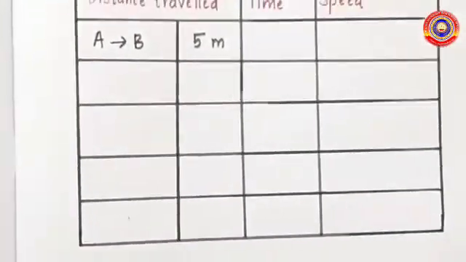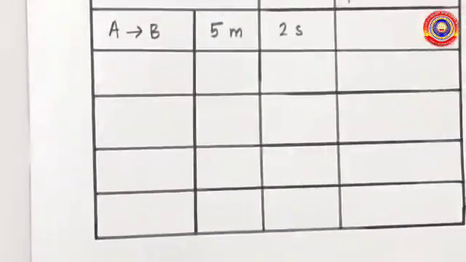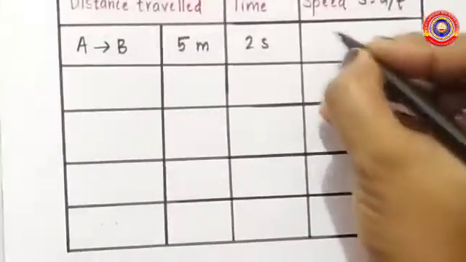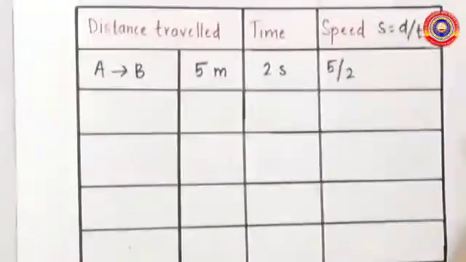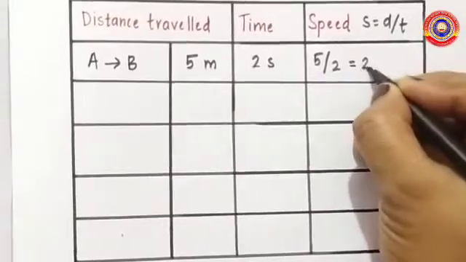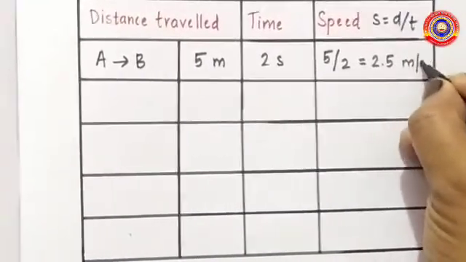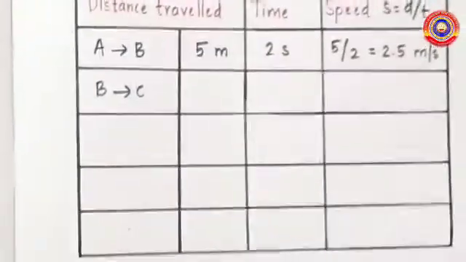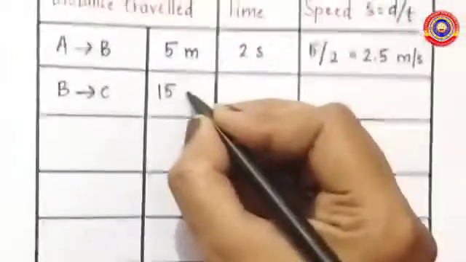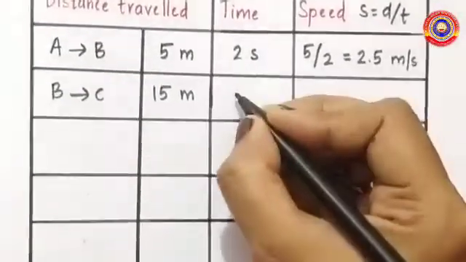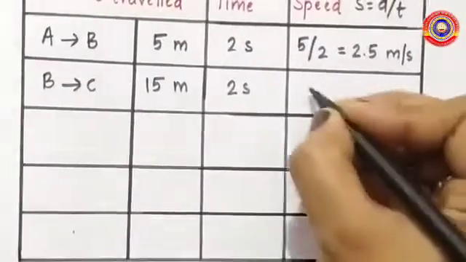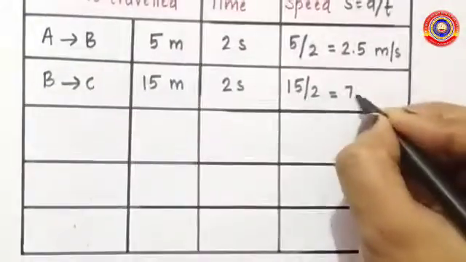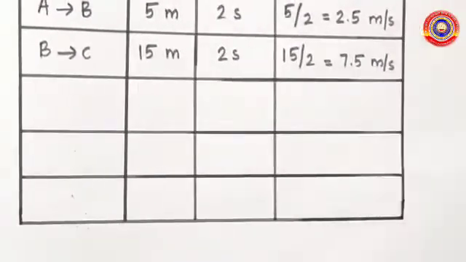From A to B, the distance travelled is 5 meters and the time taken for it is 2 seconds. We know speed equals distance divided by time. So, 5 divided by 2 is equal to 2.5 meter per second. Next is from B to C. The distance we have is 15 meters and the time is 2 seconds. So, 15 divided by 2 is equal to 7.5 meter per second.